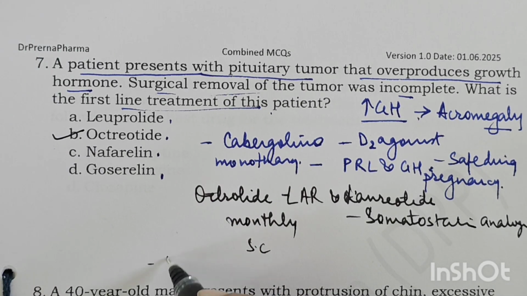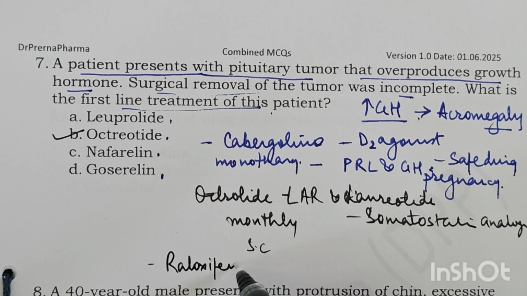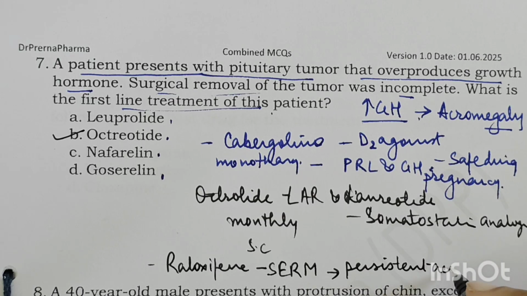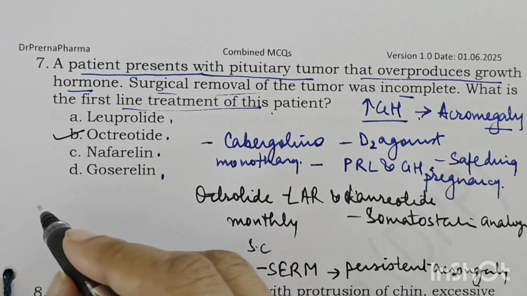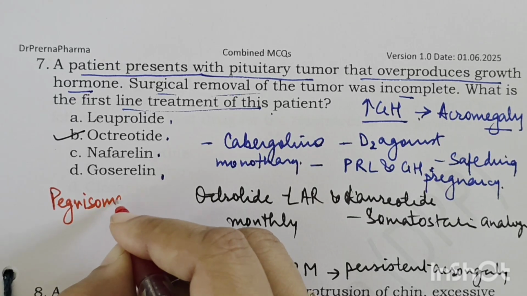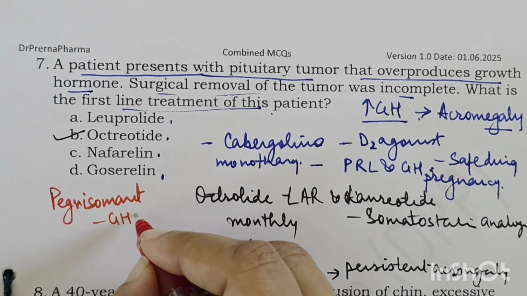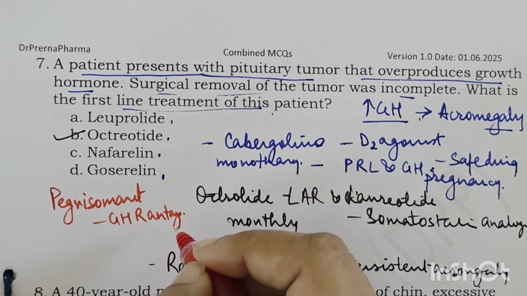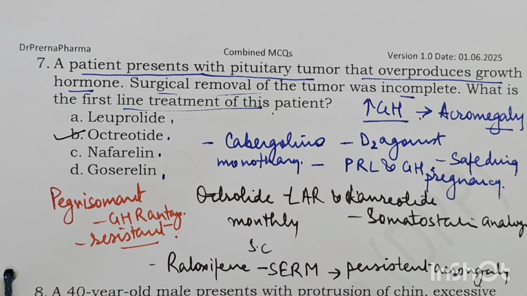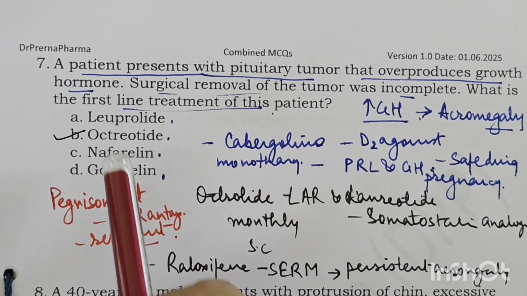There's another drug, raloxifene. We know it is a SERM, and it is used in persistent acromegaly. And then another drug that we have is pegvisomant. Pegvisomant is a growth hormone receptor antagonist, and it is given to patients who are resistant to all other treatments, along with diabetes mellitus. So the right answer here is octreotide.